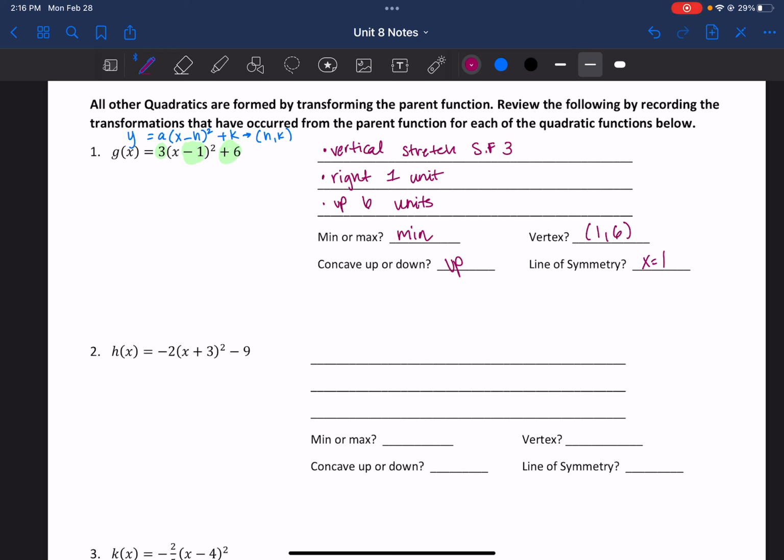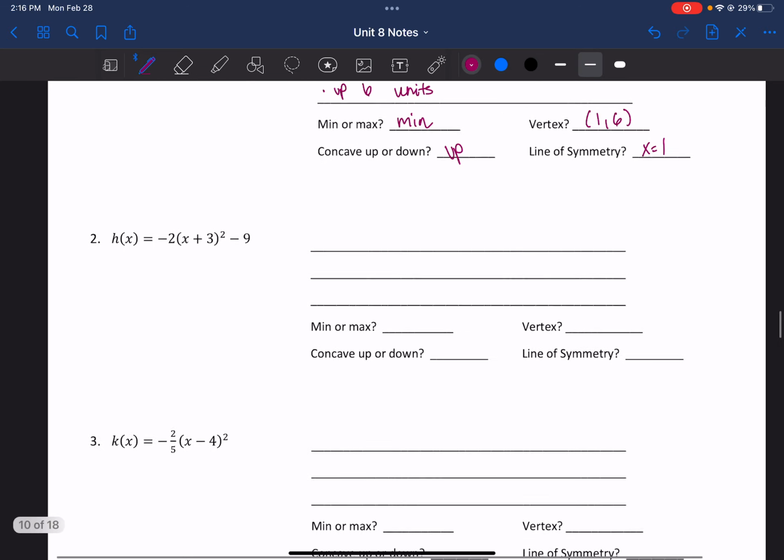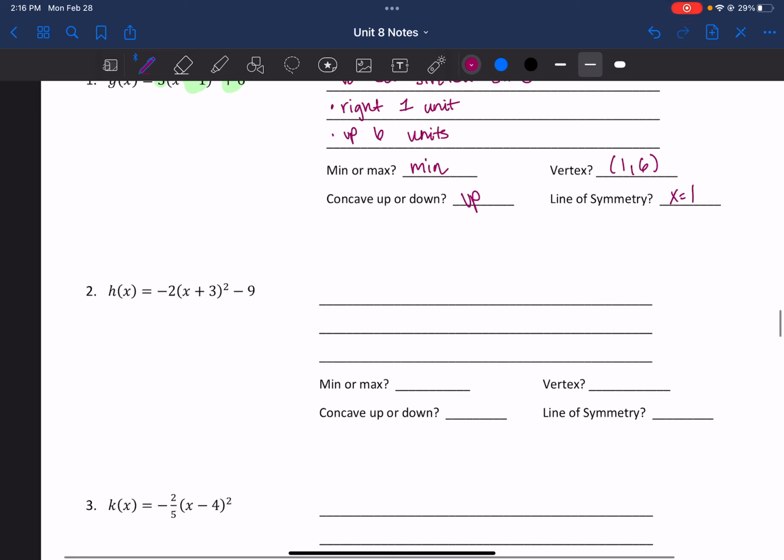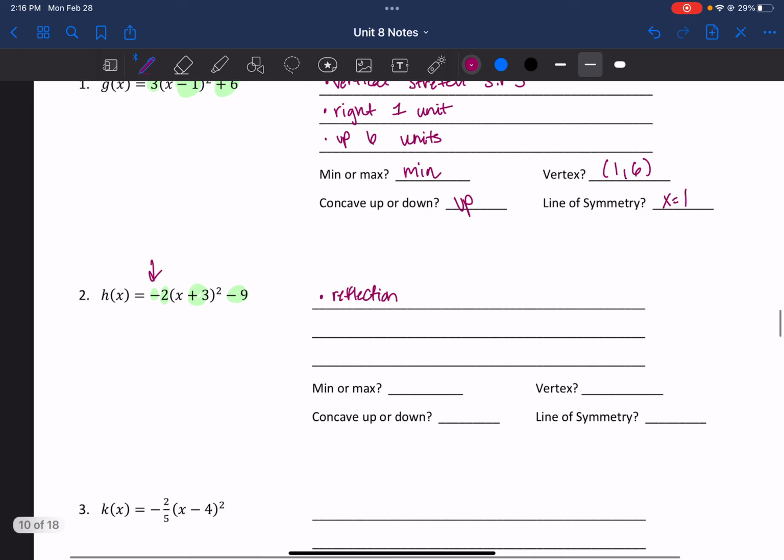So again, we need to list the transformations that have occurred here. All right, I'm not going to do all of this just for the sake of time. Let's go and list these transformations that have occurred. So we have a negative here, we have a positive 2 being multiplied, we have a plus 3, and we have a negative 9. All right, let's go and list those very quickly. When we have a negative outside your parentheses, this one right here, that is a reflection, right? Reflection over x-axis. Bam. All right, cool.